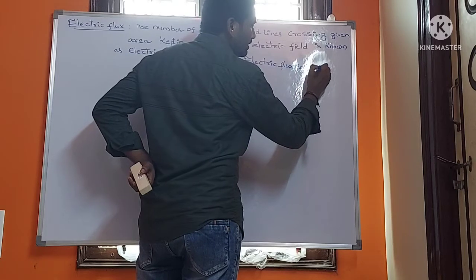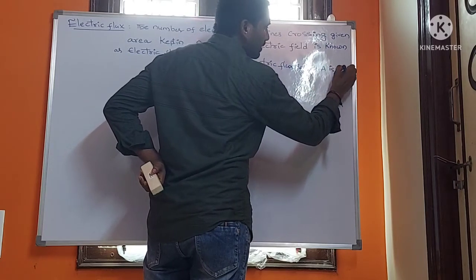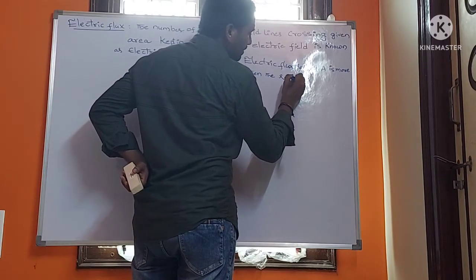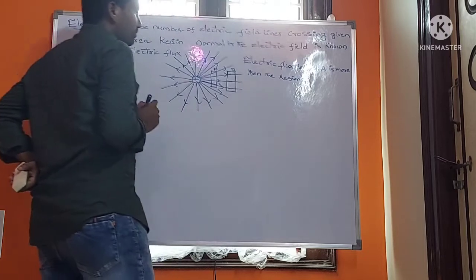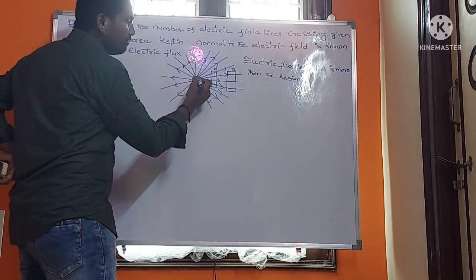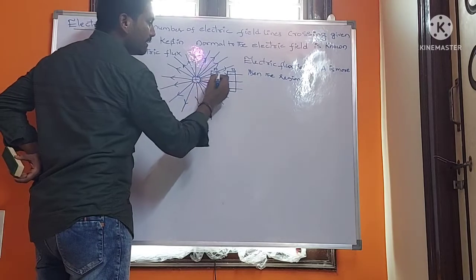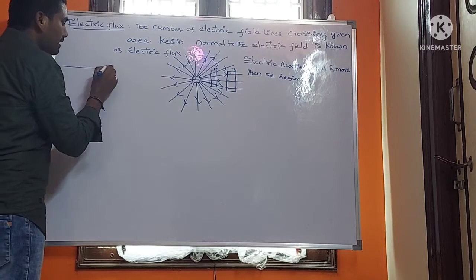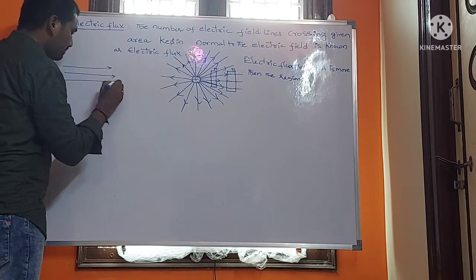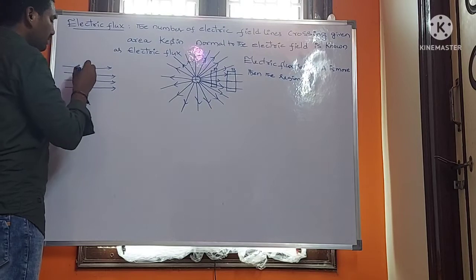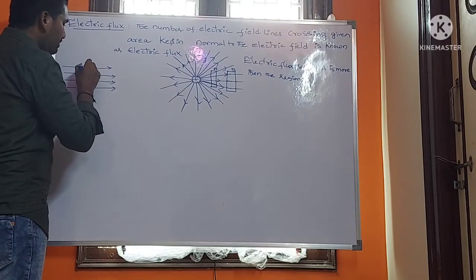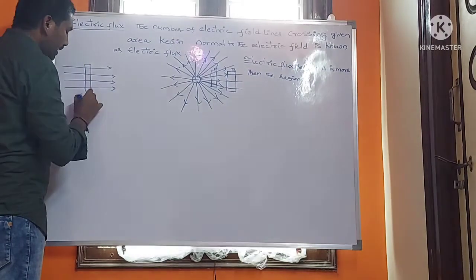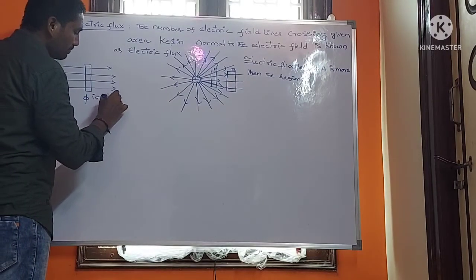This means the electric flux in region A is more than in region B. Do all of you understand? Here, the number of electric field lines crossing a given area is kept normal to the electric field. For example, these are electric field lines, and when the area is placed perpendicular to the field, the electric flux is maximum.